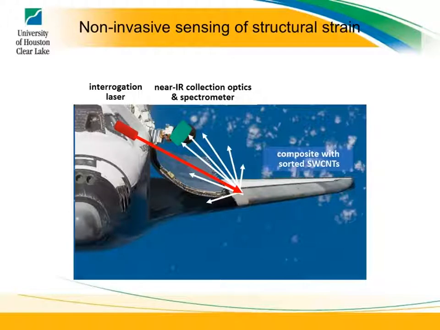You mentioned that the nanotubes fluoresce. I'm wondering what makes them fluoresce in the first place? It's the band gap.